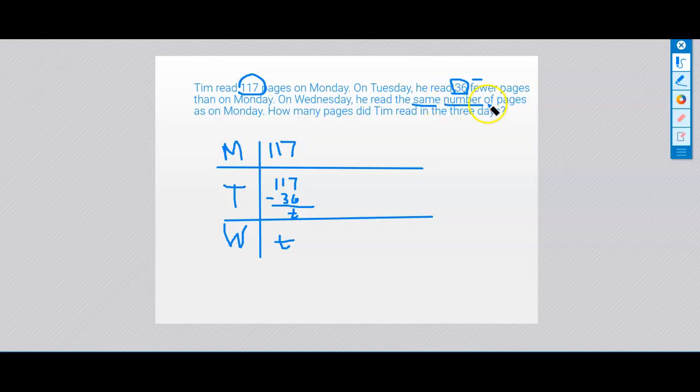Wait, did I read that? He read the same number of pages as on Monday. Oh, no. Good thing I read it again. On Wednesday, he read the same number of pages as on Monday. Well, la-di-da, that makes it a lot easier. Liking that, but it was good that I made that mistake so you can see that you got to slow down sometimes. How many pages did Tim read in the 3 days? So whatever 117 and 117 and whatever this answer is, add all those 3 days up to figure out how many pages Tim read.